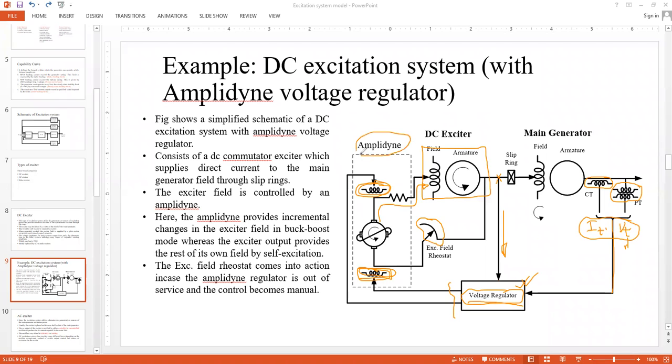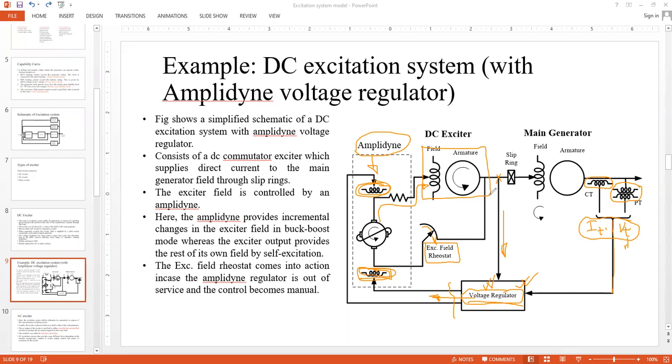There are two ways actually. Another way of control is manual. So this is automatic. Wherever you see control through the voltage regulator, we will call it automatic regulation. And wherever you see some sort of rheostatic sign like this, it is manual control. If due to some reason the amplidyne control fails, then this should be operated manually. In general, this should be a fixed value from this field rheostat, the exciter field rheostat. But if in any case the amplidyne fails to provide you the required control, then you may vary this.